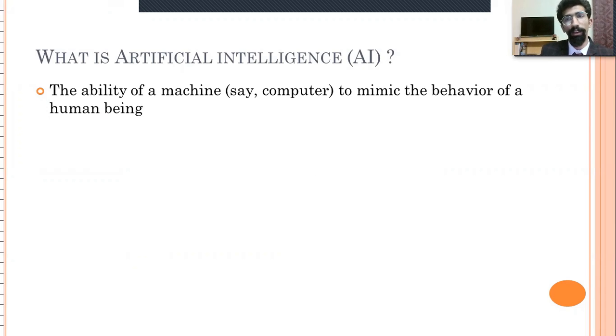Humans are pattern recognizing machines. In AI, we teach the computer to recognize patterns in the same way as humans do.